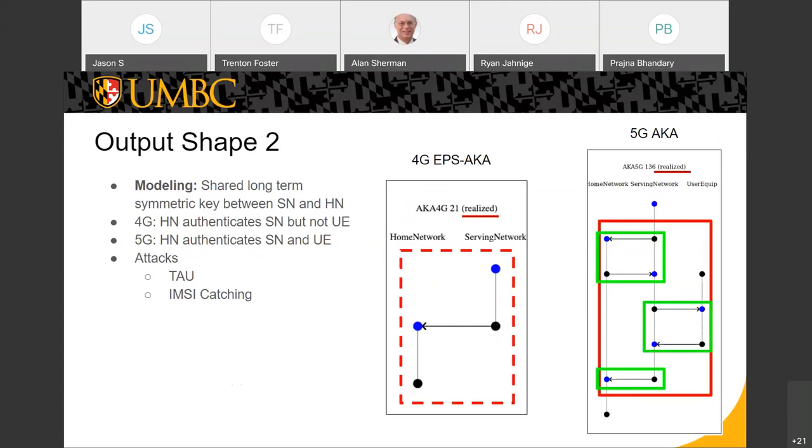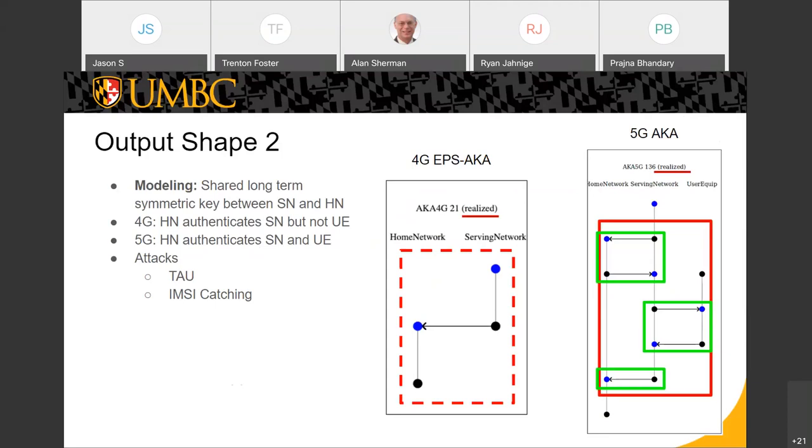Actually, with 4G, this was the main known issue: the user equipment is not getting authenticated whatsoever. This gives rise to an attack called TAU, a tracking area update attack. In this attack, an attacker can track the user equipment, which is your mobile device or any of the devices you're using, and can track whichever area you move to. There's also an attack called the IMSI catching attack, where an attacker can keep track of your calls and messages that you pass along the network.